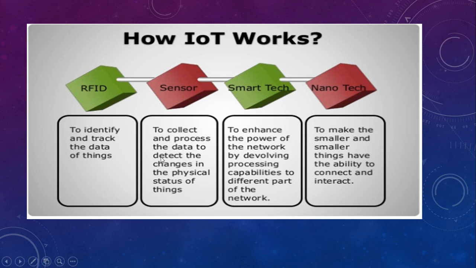The sensor is used to collect and process that data to detect the changes in the physical status of things, that is to check whether that card belongs to an authorized person or not, which can be sensed by this sensor. Smart technology enhances the power of the network by devolving the overall processing capabilities to different parts of the network. So this focuses on networking capabilities, and to make these smaller and smaller things able to connect and interact, nanotechnology is used. So this focuses on making the connections between the small devices involved in that particular IoT project. So this is a simple example of how IoT works.